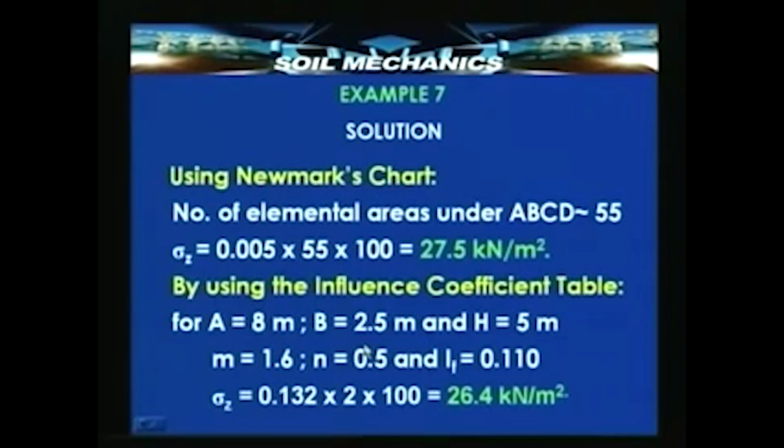You can see here that these dimensions are such that we will get m and n values which will lie well within the influence coefficient table. So, we can also calculate the vertical stress here using the influence coefficient table. If we were to use that, then we need the dimensions A, B and the non-dimensional values of m and n. We find here A is 8 meters, B is 2.5 meters.